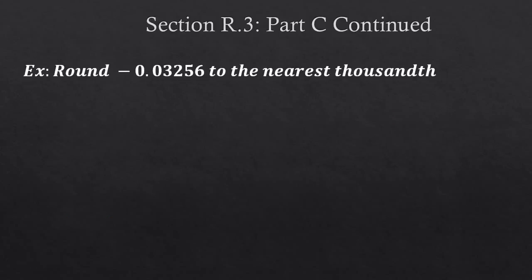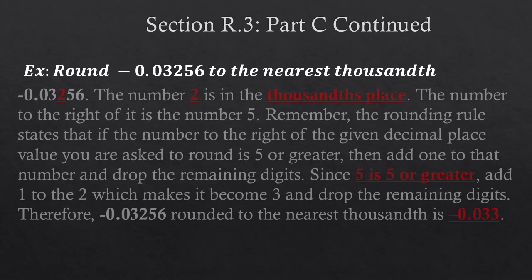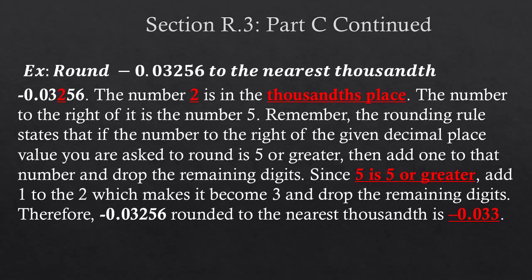Round negative 0.03256 to the nearest thousandth. The number 2 is in the thousandths place. The number to the right of it is the number 5. However, remember, the rounding rule states that if the number to the right of the given decimal place value you are asked to round is 5 or greater, then add 1 to that number and drop the remaining digits.